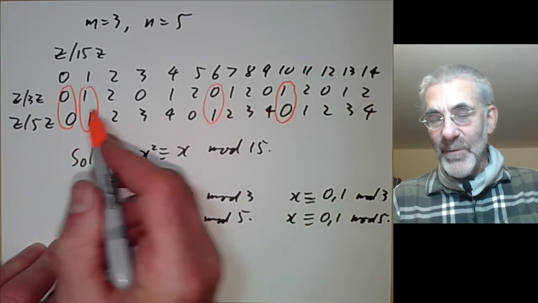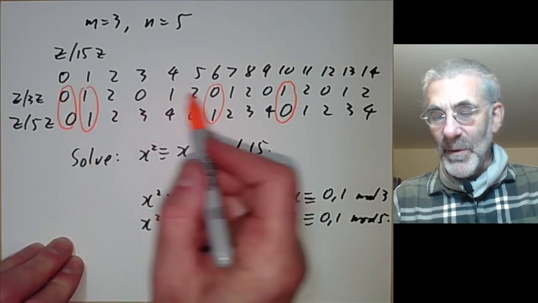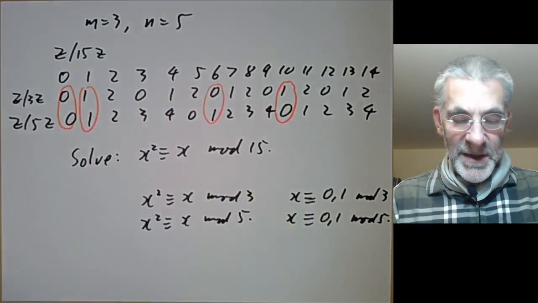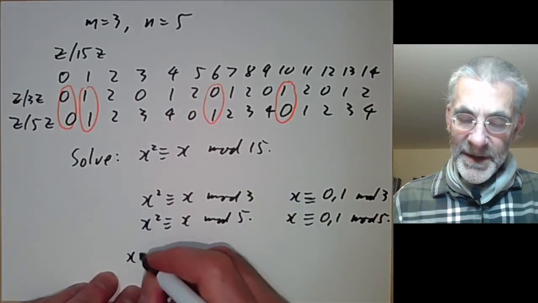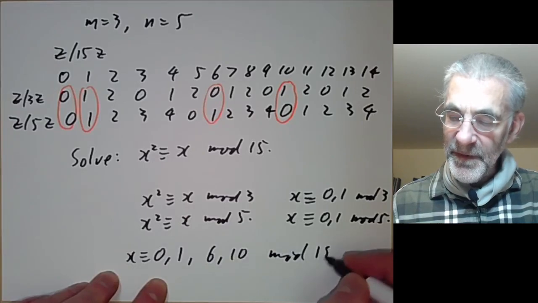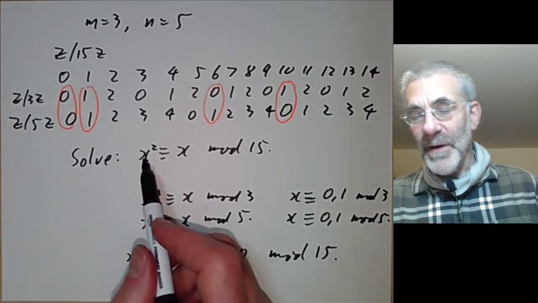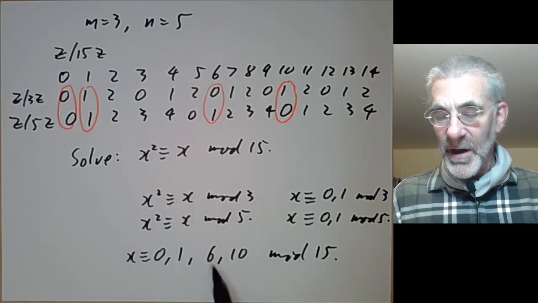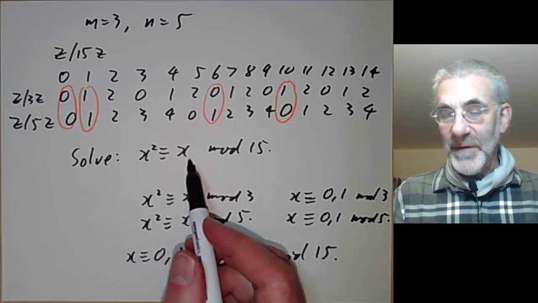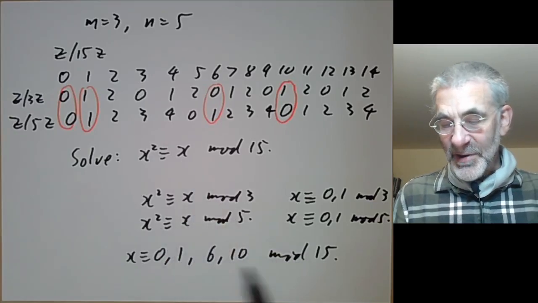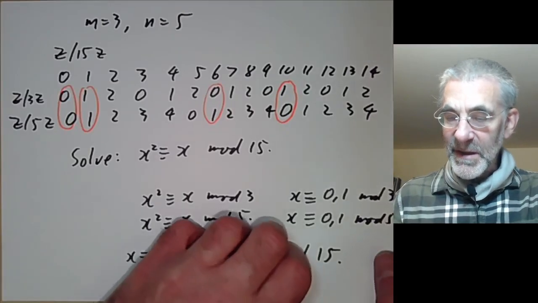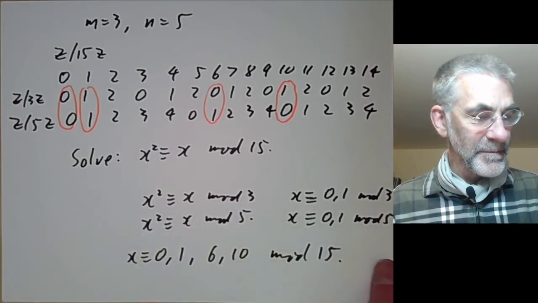So there we find the columns where we get 0 or 1 in this row and 0 or 1 in this row. And so we see that gives us x is congruent to 0, 1, 6 or 10 mod 15. Notice, by the way, that here we've got a quadratic equation which has four roots. So if you're used to equations of degree 2 having only two roots, that actually fails if you're working modulo some numbers. We'll discuss that in more detail a bit later.